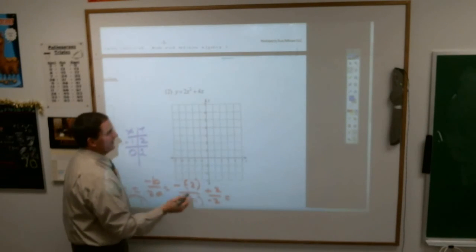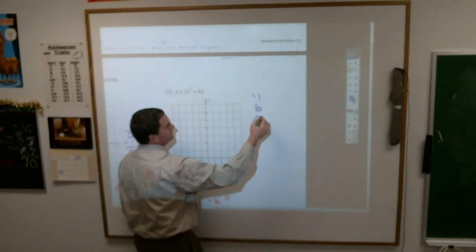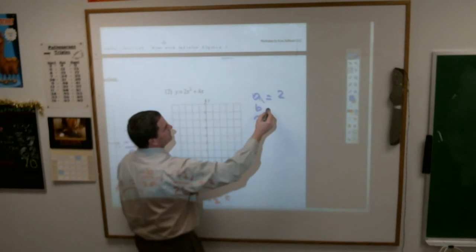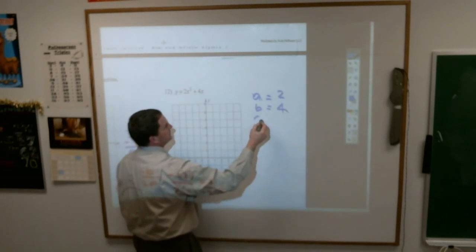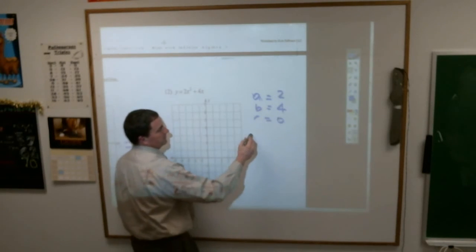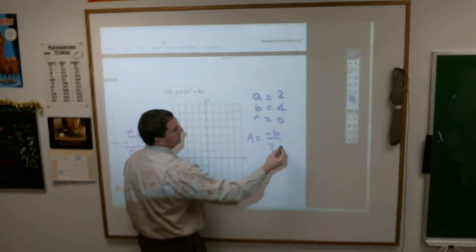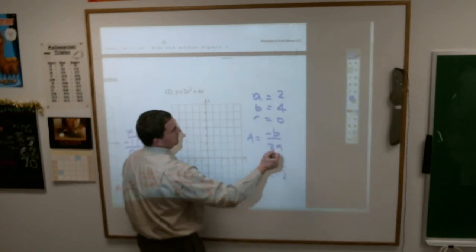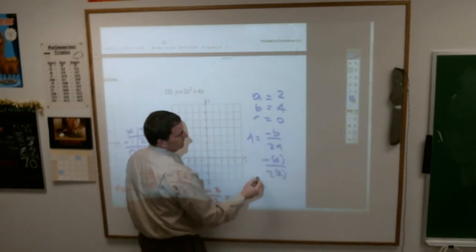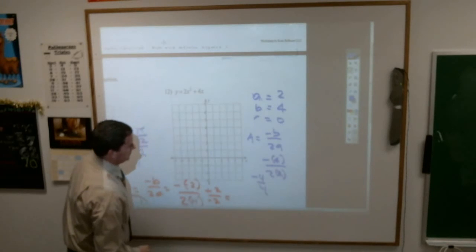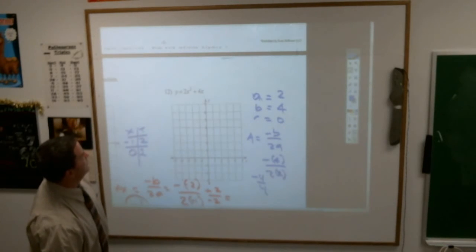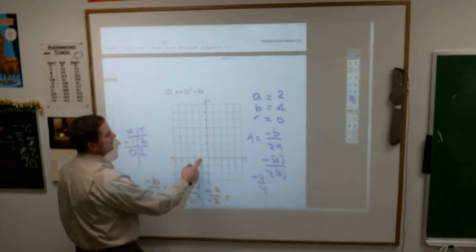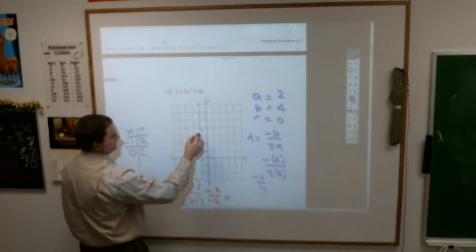Alright, Sam, what's your ABC? A is 2, B is 4, and then C, there's no C, it's 0. Axis of symmetry, negative B over 2A. B is 4, A is 2, you get -4 over 4, so your axis of symmetry is -1. That is great.